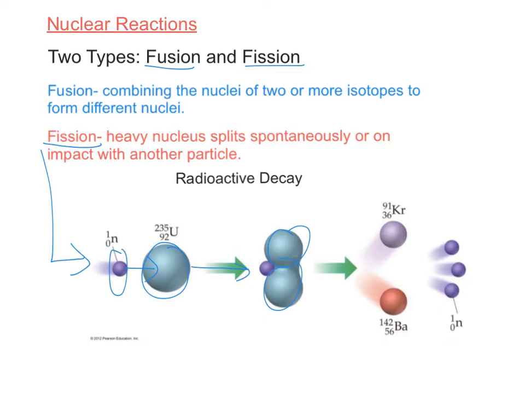So we call this splitting atoms. And I'm pretty sure you've heard of that. So we split these atoms and they turn into different nuclei and some particles left over as well. Also, a ton of energy is released. Not quite as much as fusion, but still a great deal of energy.